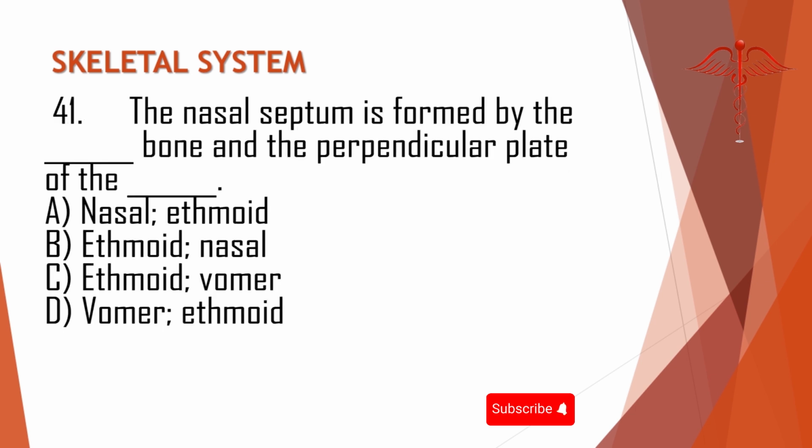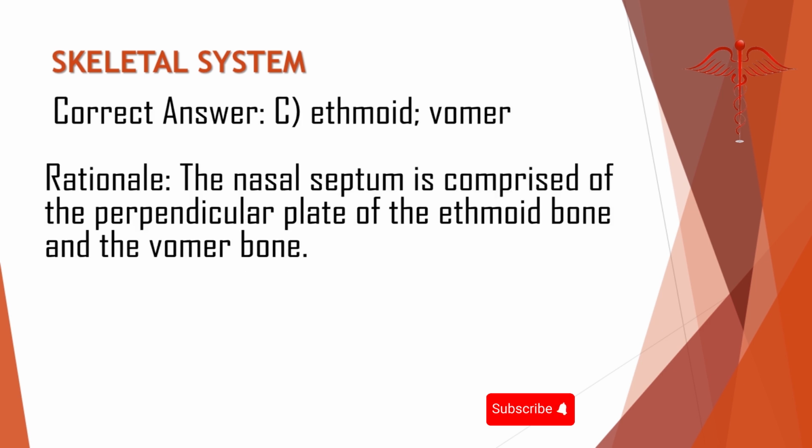41. The nasal septum is formed by the dash bone and the perpendicular plate of the dash. A. Nasal, ethmoid. B. Ethmoid, nasal. C. Ethmoid, vomer. D. Vomer, ethmoid. Correct answer: C. Ethmoid, vomer. Rationale: the nasal septum is comprised of the perpendicular plate of the ethmoid bone and the vomer bone.